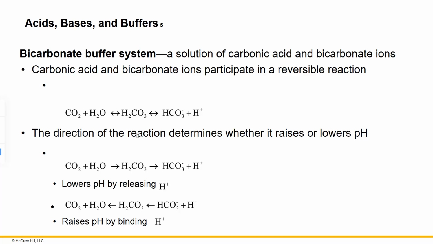So if we have carbon dioxide plus water, which gets converted to carbonic acid, which then releases a hydrogen and gets converted to hydrogen and bicarbonate, it's going to lower the pH because it has released the hydrogen. Now, if it accepts the hydrogen and converts to carbonic acid and then eventually water and carbon dioxide, it increases the pH because it's removing the available hydrogen from the environment. We talked briefly about this when we talked about the respiratory system.